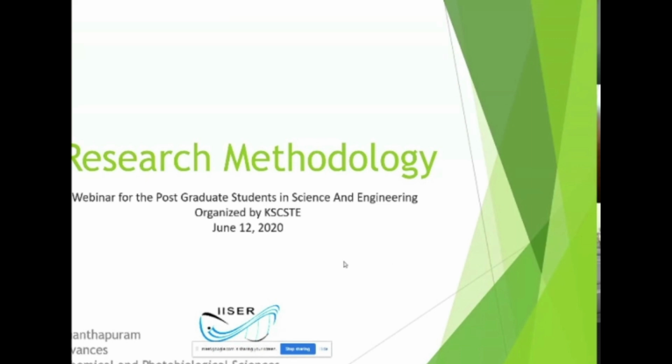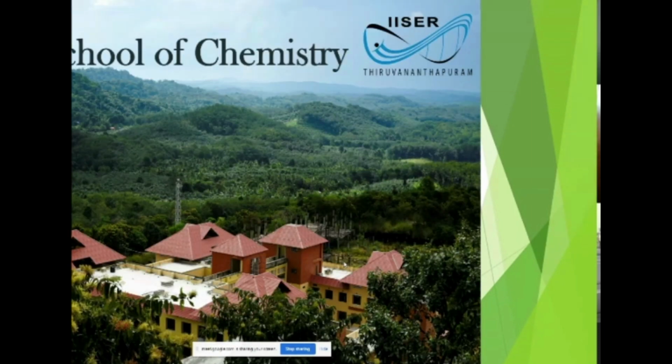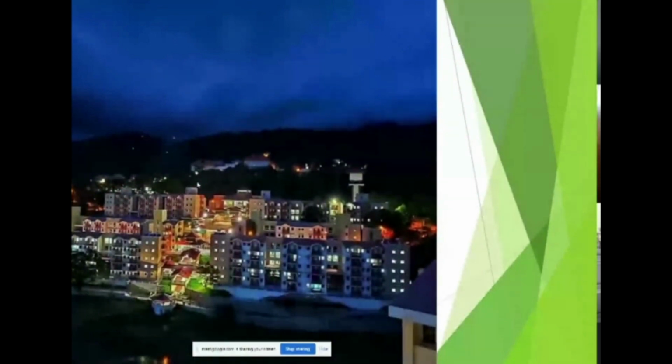Before I begin, this is the campus that I work in. It's in the middle of a forest in Vithura. So this is an aerial view of the School of Chemistry. That's where I am sitting now, in one of these rooms. And this is how our campus looks at night.